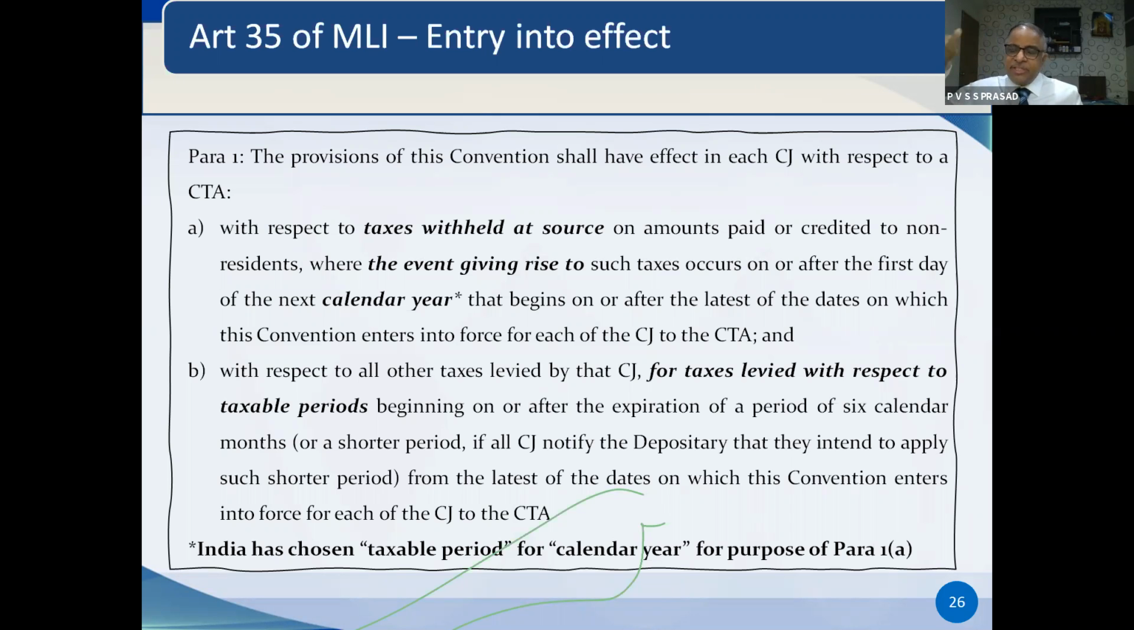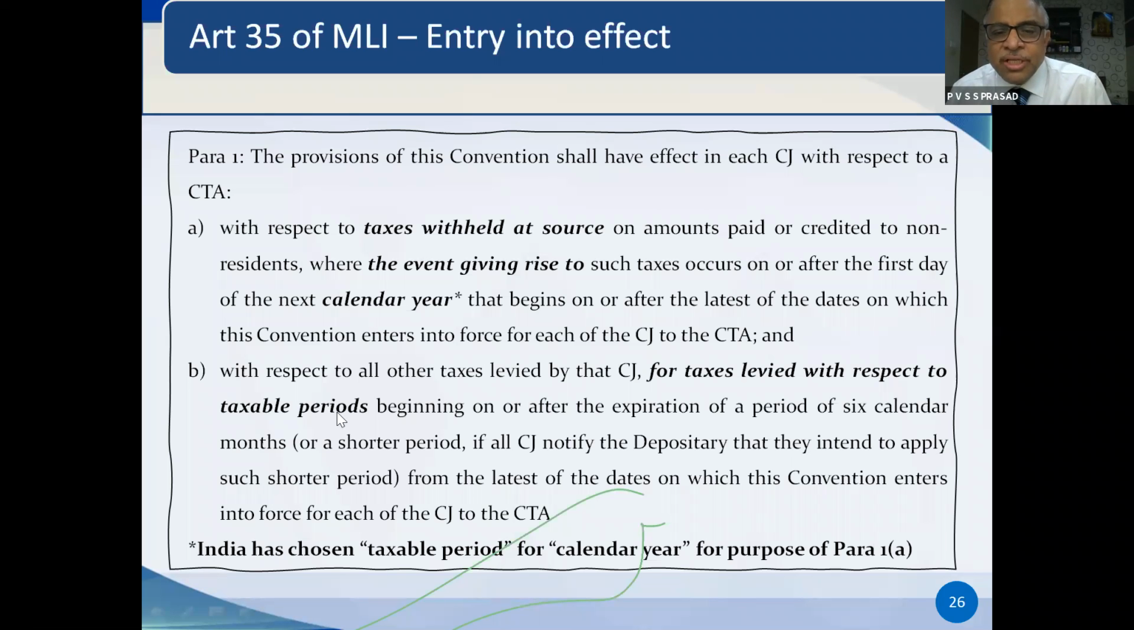What is the latest date? Suppose India would have brought entry into force at a later point of time compared to Singapore. So that latest date of the treaty partner would be considered. From there, what is your taxable year? When is the taxable year going to start? After that, from the first day of the taxable year, withholding taxes would be applied. This is how it's going to operate.